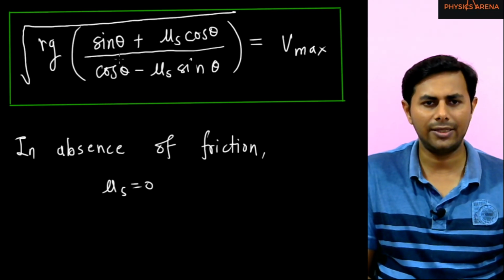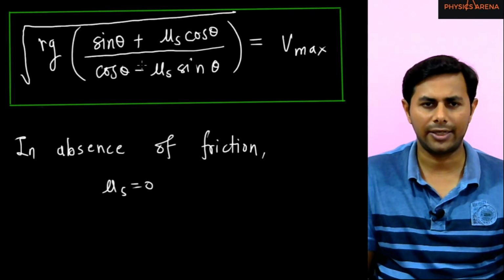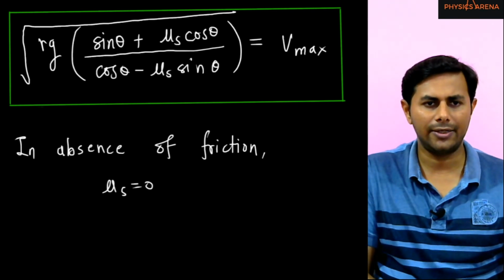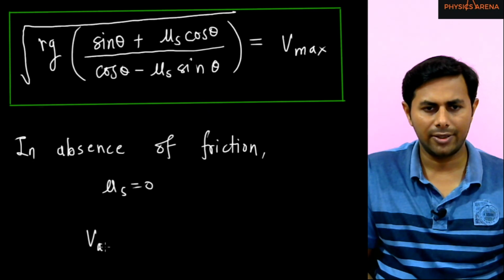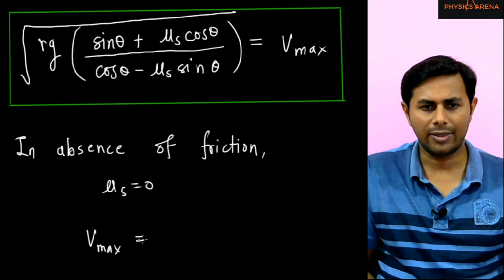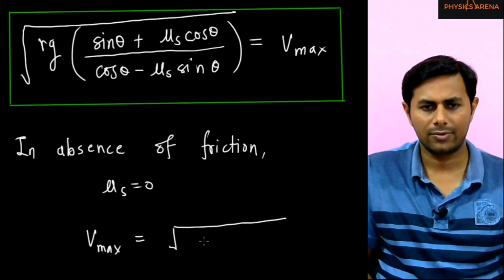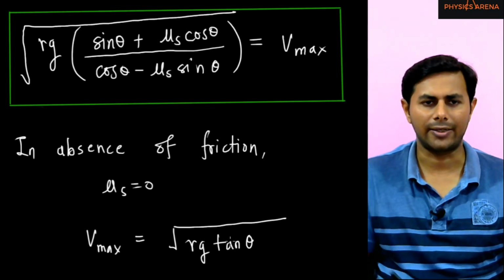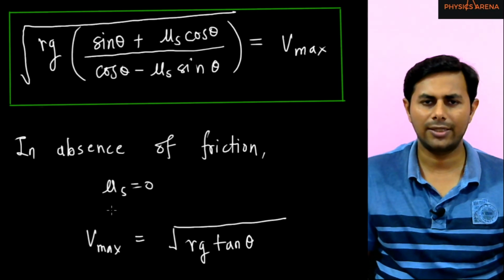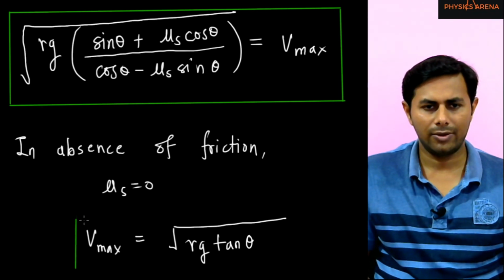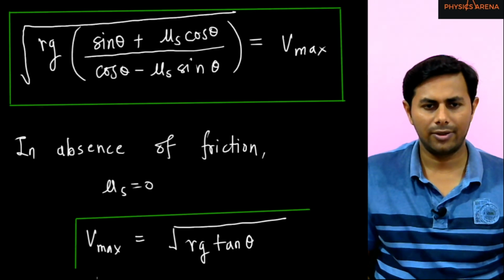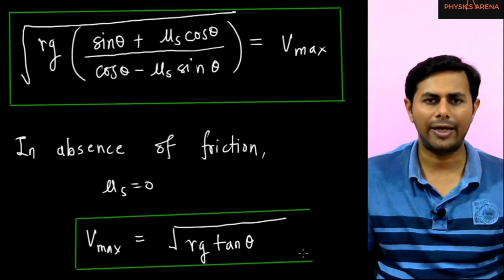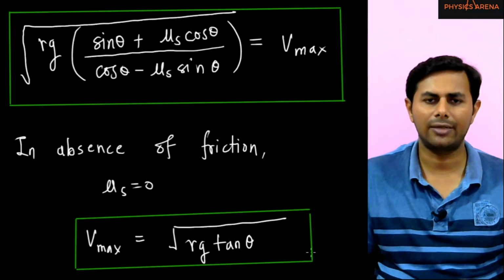Then we are left with sin theta over cos theta, which is tan theta. So I can write that the speed limit v max becomes the square root of rg tan theta, where theta is our angle of banking. So we can see that even if the friction is 0, for a non-zero angle of banking there will be some safety speed limit.